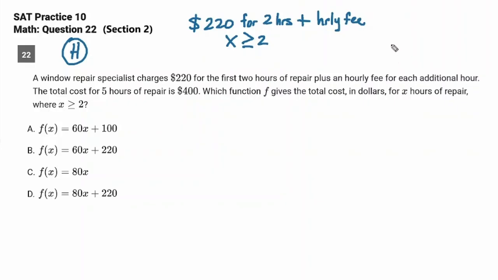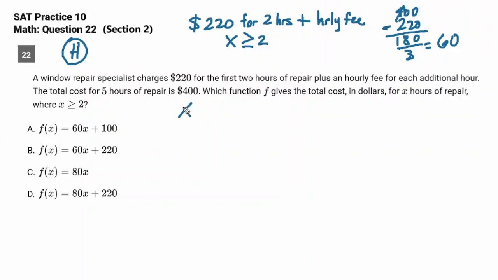How would you figure out the fee? You do not need to do this. I'm going to show you why. But how would you figure out the fee? If the first 2 hours is $220 and $400 is for 5 hours, you take 400 minus 220. Do it on your calculator. You get 180, and you say, well, how many hours left after $220? It's 3 hours. And so you could say, well, the hourly fee is $60. You don't really need to know that. You can just plug in here. You can plug in and be really, really lazy.